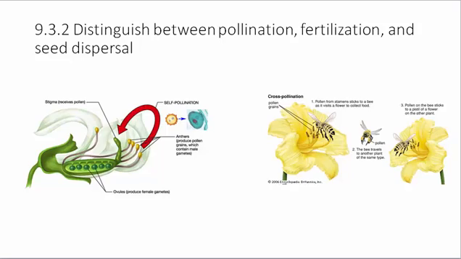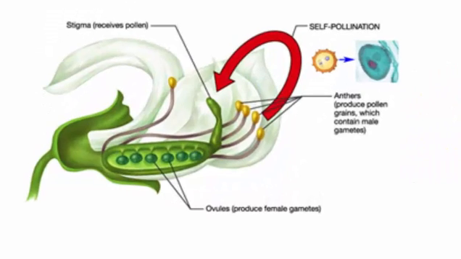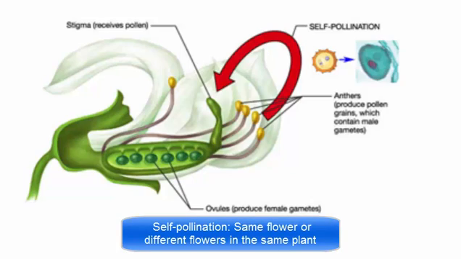The next assessment statement says, distinguish between pollination, fertilization, and seed dispersal. So this first set of images just talks about pollination. There are 2 types of pollination, self-pollination and cross-pollination. Self-pollination is represented by this red arrow on the image here on the left, where the pollen from the stamen lands on the pistil from the carpel on the same flower, or on a flower from the same plant.